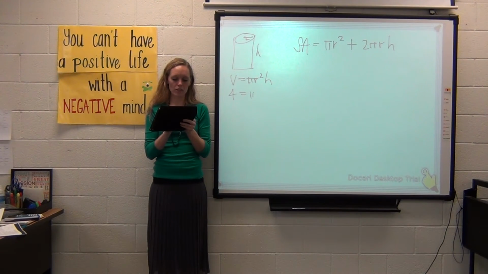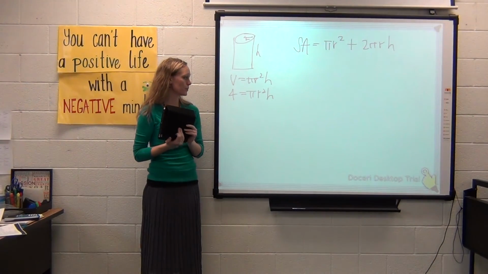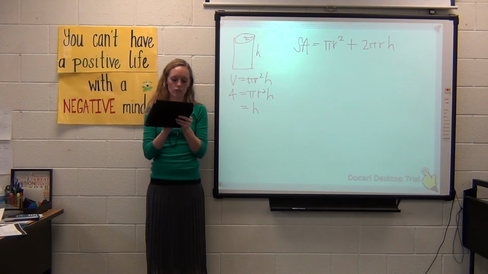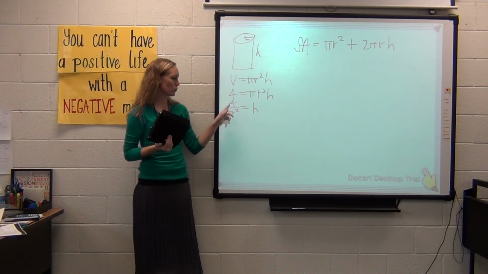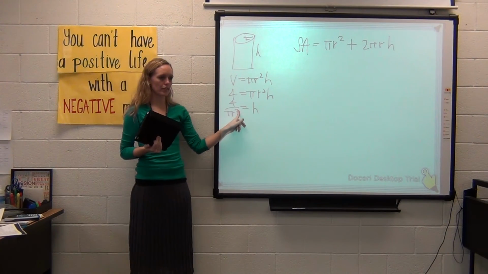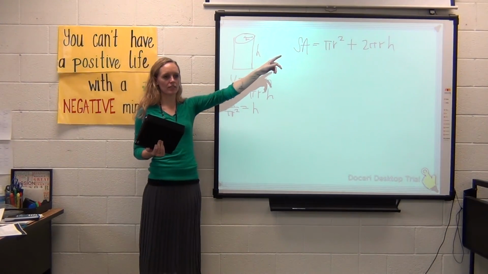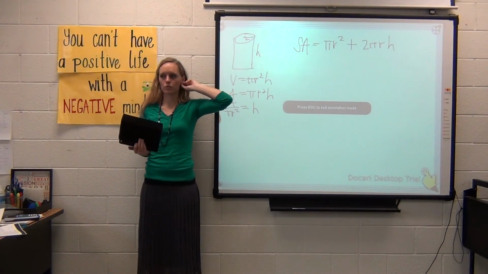So I know that this is equal to 4, right? Pi r squared h is equal to 4. Which variable do I want to solve for? Height. Good choice. That's what I was going to say anyways. So h is equal to 4 over pi r squared. The purpose in doing this is so that I can plug it into the equation I want to optimize.